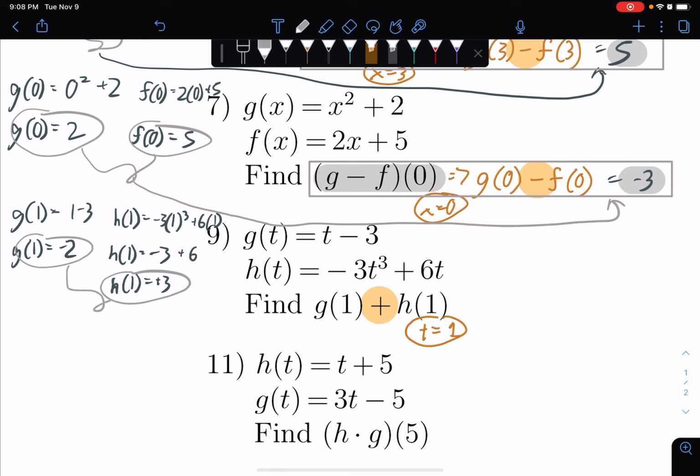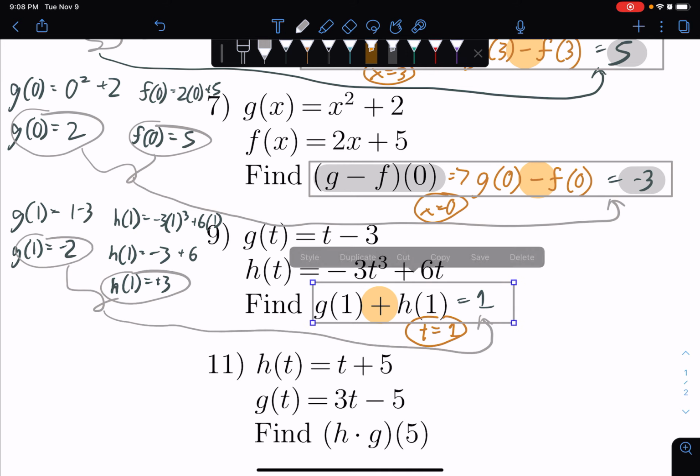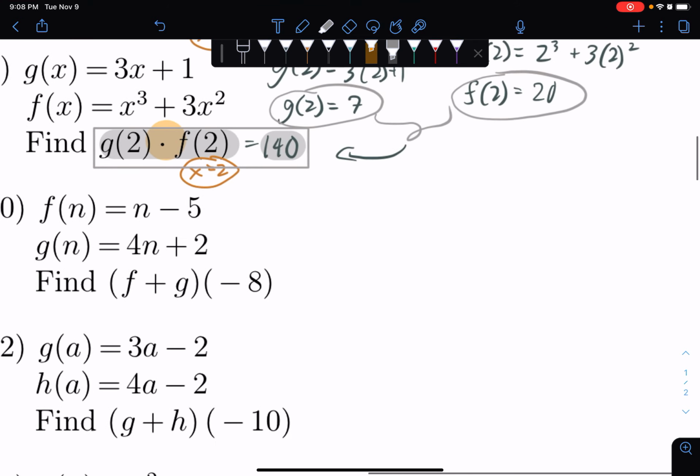We acknowledge that our operation is addition. Therefore, it is negative 2 plus positive 3. In other words, 3 minus 2. So we have 1. Alright, let's move to number 10.